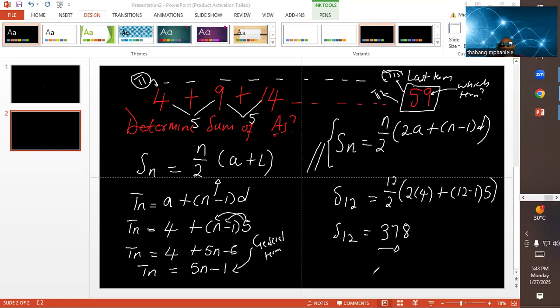So hopefully grade 12s, you are able to calculate the sum of a given series. When you are trying to calculate the sum of a given series, it's very important to identify how many terms you are looking for the sum of.